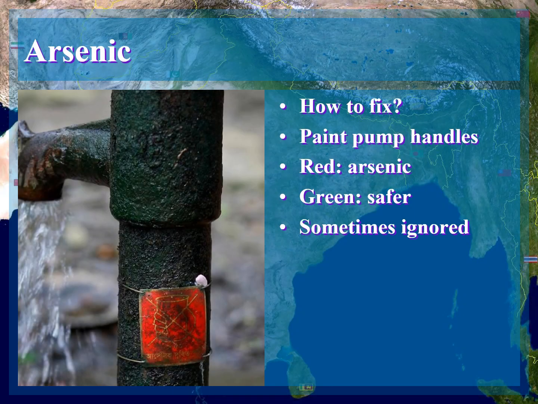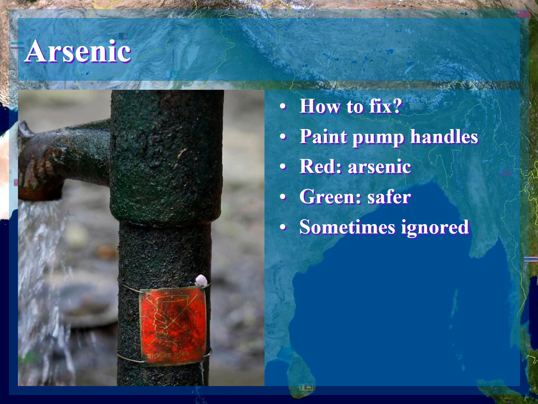So what are some solutions to fixing this problem? How can we take care of that? Well, one of those things is painting the pump handles. So the Bangladeshi government painted the pump handles. If it was a red pump handle, it meant that it had arsenic. If it was a green pump handle, it was safer. So the water may or may not have had arsenic in it.